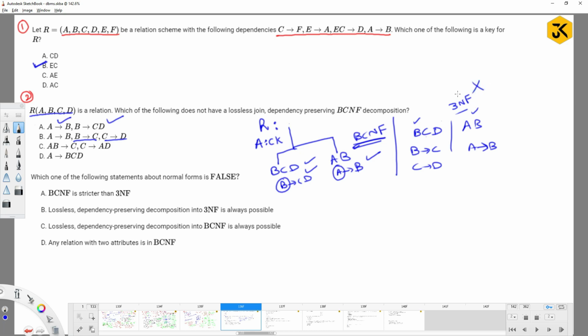No. Why again? Here the candidate key is B. So B determines C is okay. What about C determines D? Again, it is a relation between the two non-key attributes. So it is a transitive functional dependency. So what do you have to do?